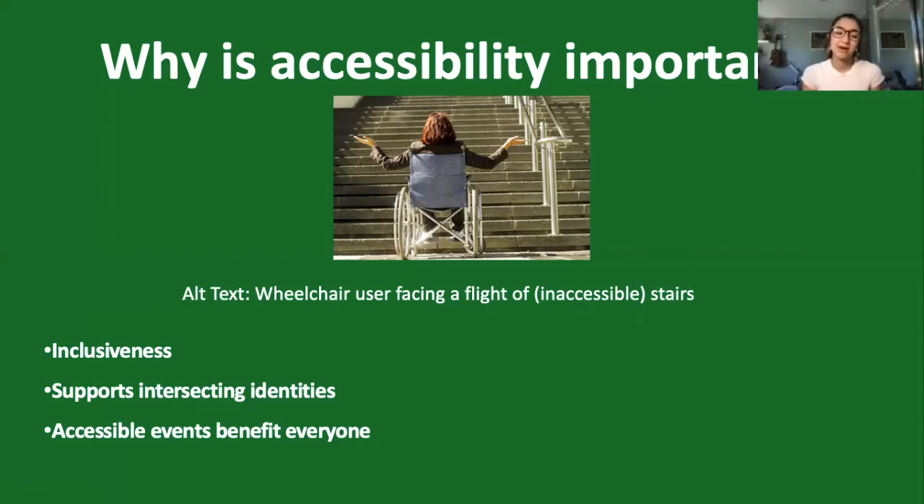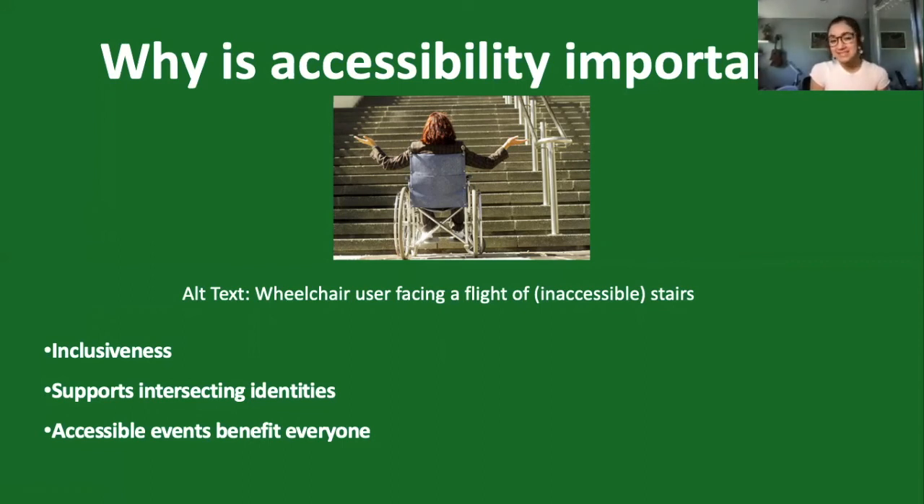So accessibility also helps to support intersecting identities. So disability is a minority identity, as are things like race or ethnicity, and also things like identifying in the LGBTQ plus community. So an individual might be disabled and be an ethnic minority, or an individual might be disabled and be a member of the LGBTQ plus community. And it's important to remember that we want to represent both of their identities or all of their identities rather than just one that might be more commonly recognized.